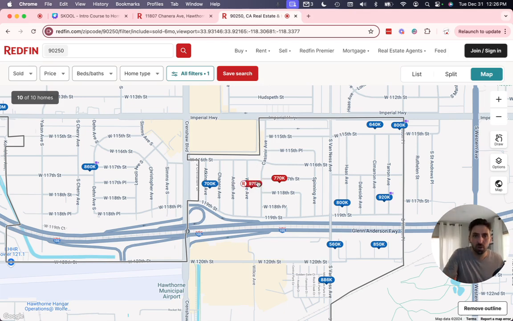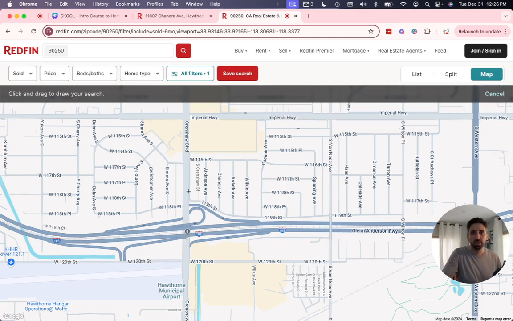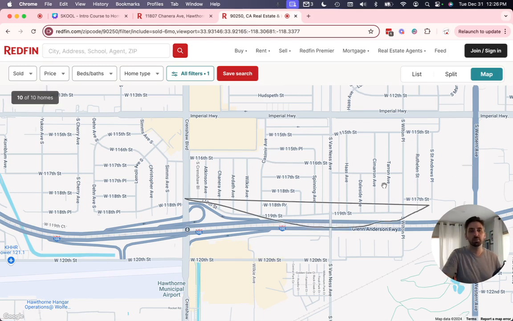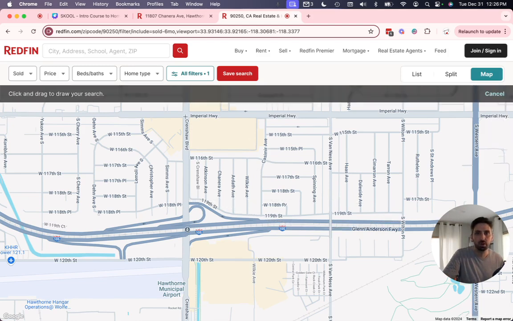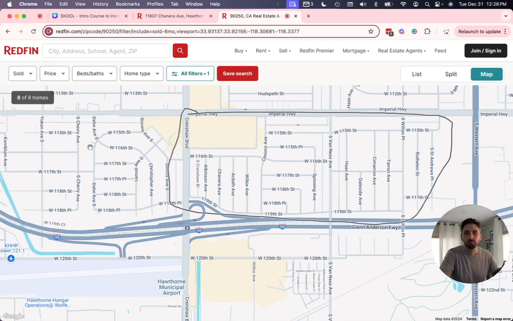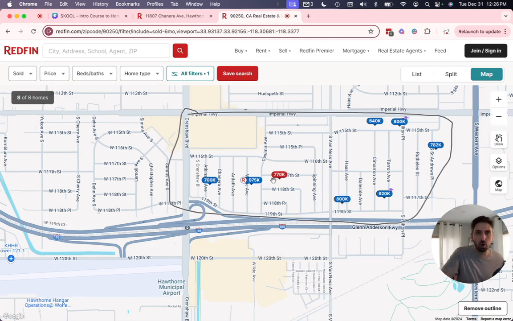So this is going to be one, right over here. I'm going to draw it out with our map. This area is going to be, oops, I don't know why it stopped me from doing that. This area is going to be my prime search area. These are the homes that I'm going to want to use to focus my comparisons on.